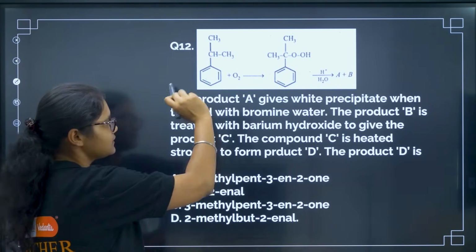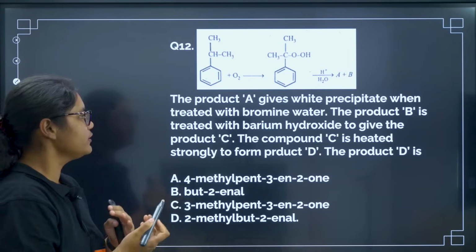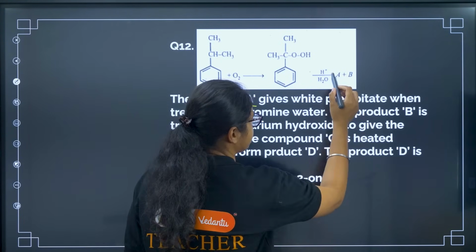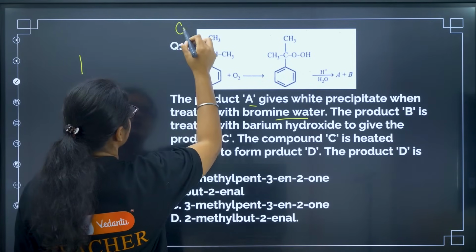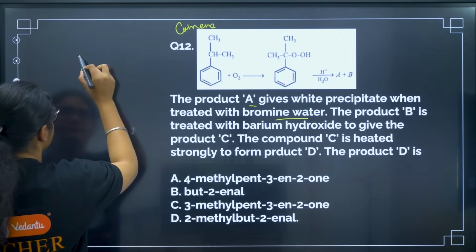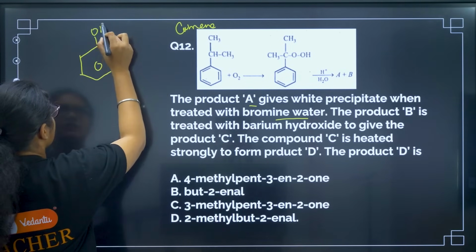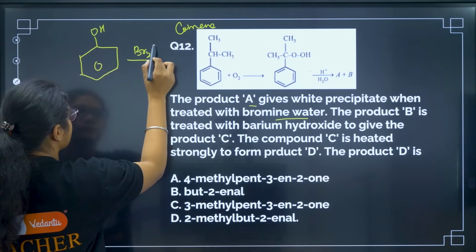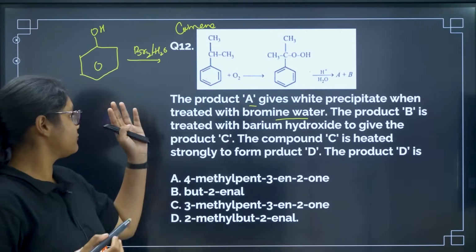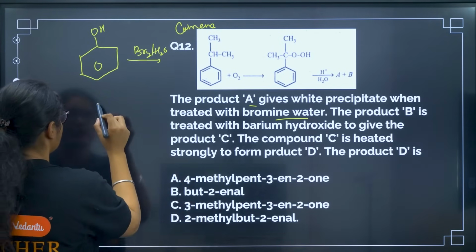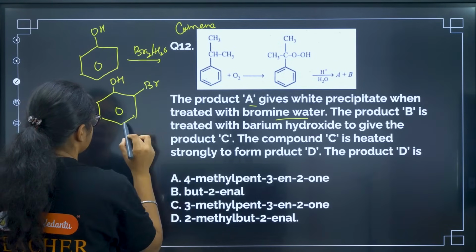Okay, so if you have remembered, this is the most important preparation method of phenol. So the product A gives white precipitate when treated with bromine water. So this is your cumene process. So we will get here phenol, and when you treat it with bromine water, so OH is a highly activating group, so there will be replacement of H in the 3 positions. We will get 2,4,6 tribromophenol, right? This is the product formed here.